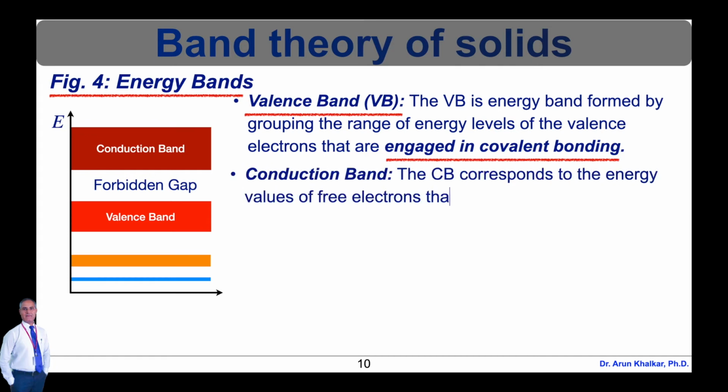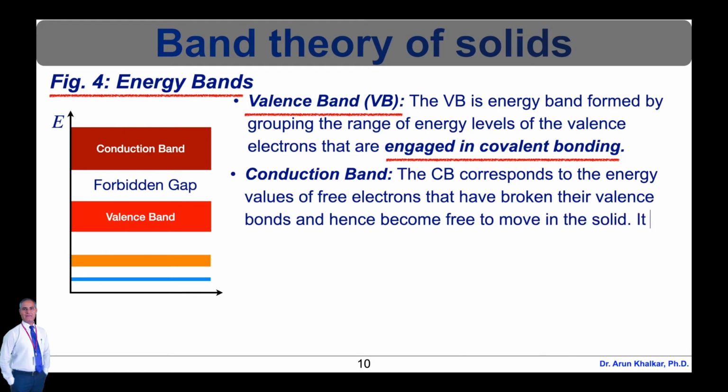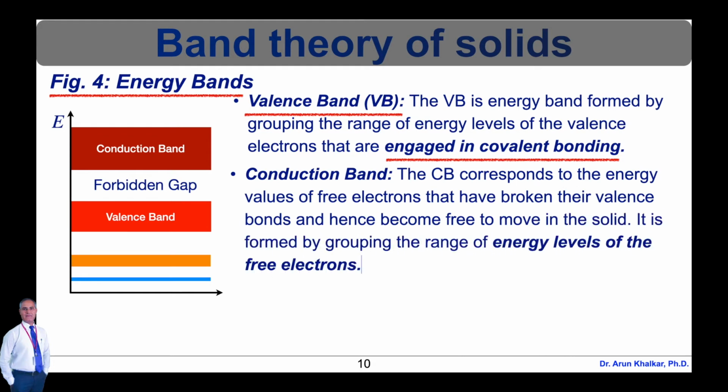The second band is the conduction band. Conduction band corresponds to the energy values of free electrons that have broken their valence bonds and hence become free to move in the solid. It is formed by grouping the range of energy levels of the free electrons. The bottom of the conduction band represents the smallest energy that the electron must possess to become free.